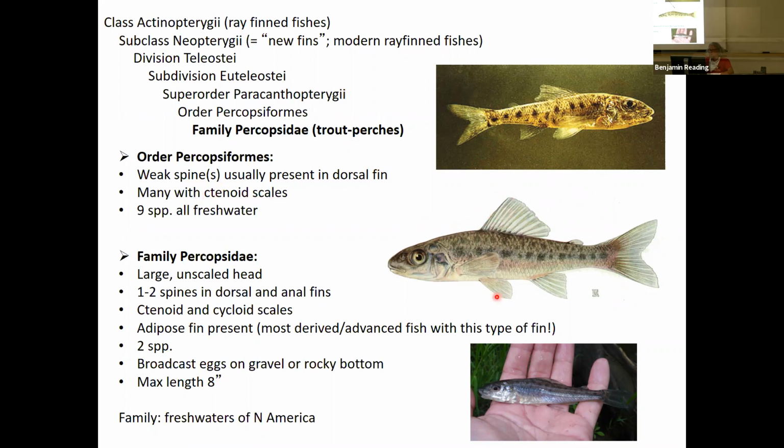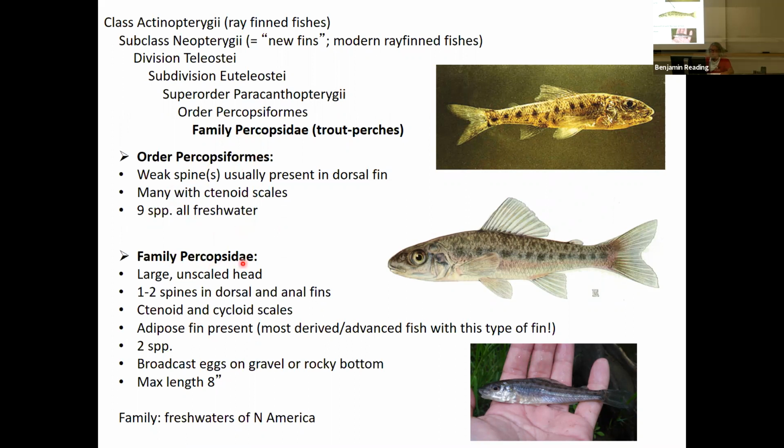Many of these fishes have ctenoid scales. So again, those scales are not cycloid. They're the ones with the little rough needle-like projections that you can feel. And so sometimes the sides of these kinds of fishes appear rough. There are 9 species in the order Percopsiformes, all freshwater.